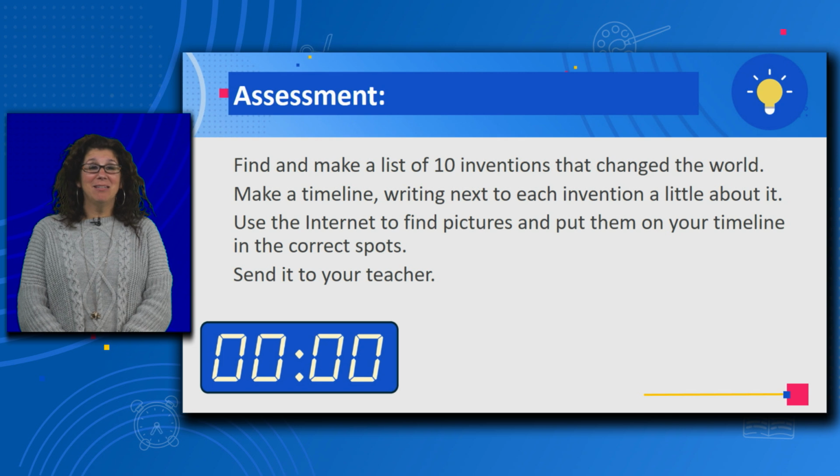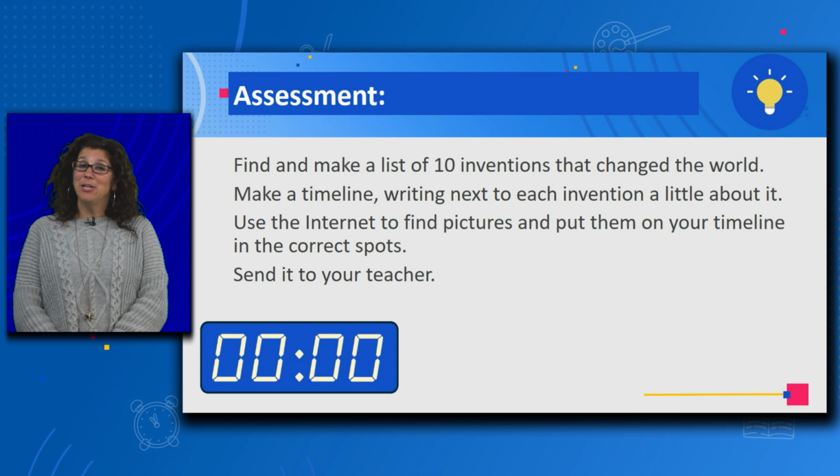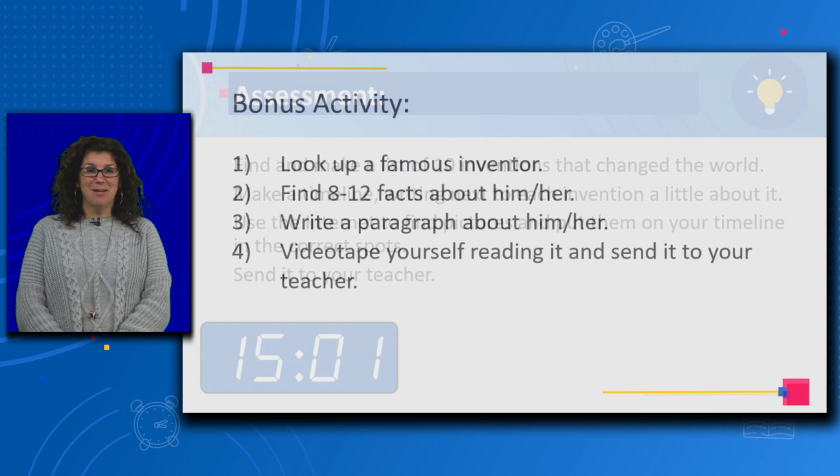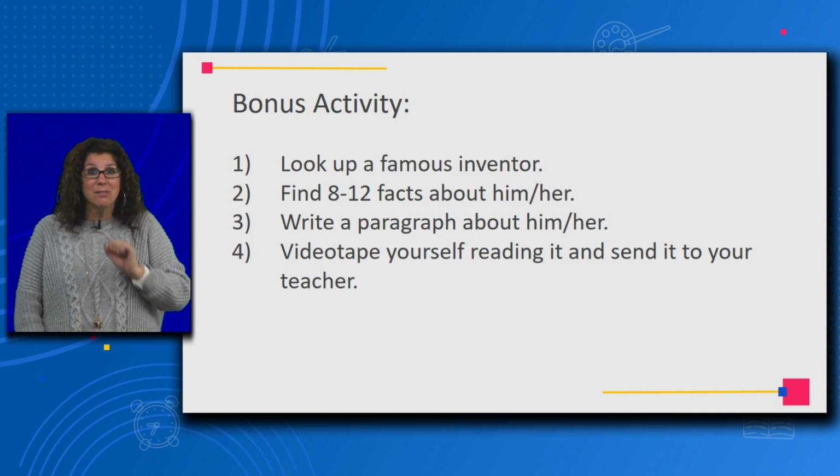Okay, well, I hope you're at least towards the end of that assignment and you're ready to send it to your teacher. And here's what I promised you. A bonus activity. I know you were all waiting for it, so here it is.